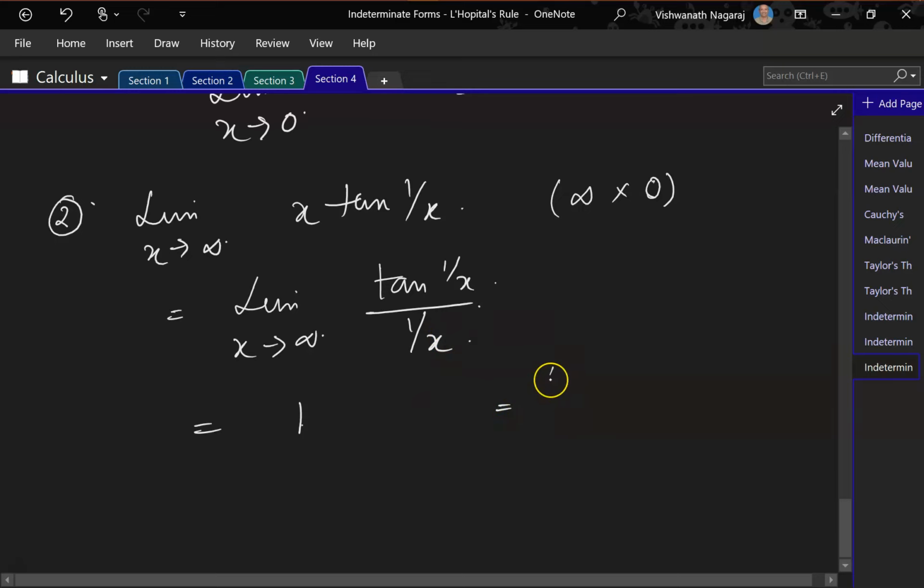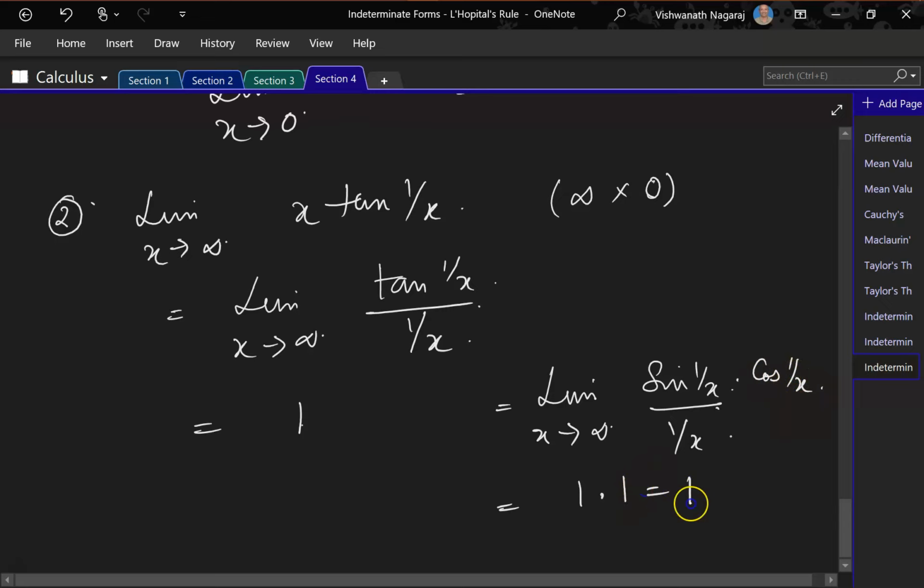So limit as x approaches infinity of this, split it: sine 1 by x over 1 by x times 1 by cos 1 by x. Now this you should know is 1, and when we take the limit of cos 1 by x, that is also cos 1 by infinity, that is cos 0, which is 1.